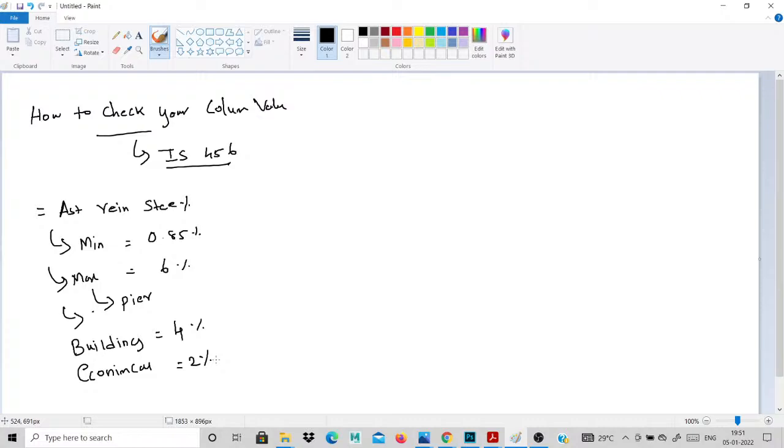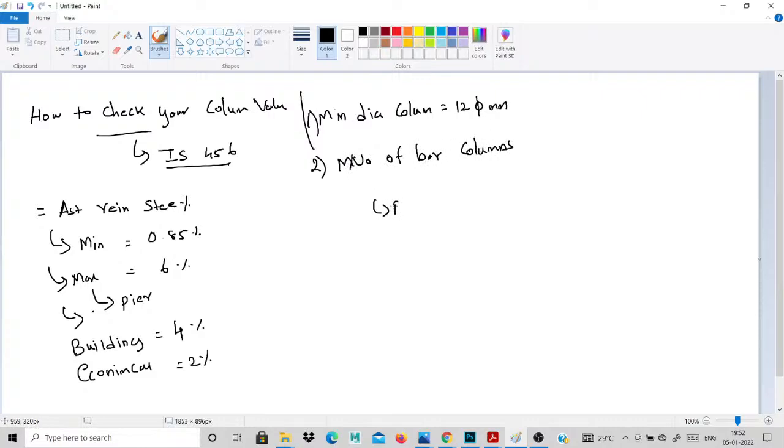Okay, and what is the minimum diameter for your column? Minimum diameter for a column is 12 mm. Then the next one is the minimum number of bars for your columns. For rectangular, 4 numbers, and circular, 6 numbers.